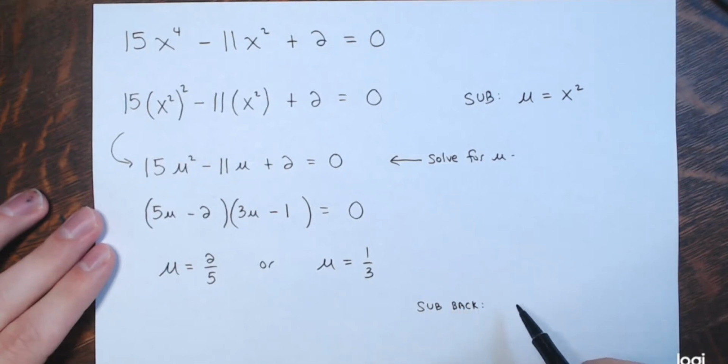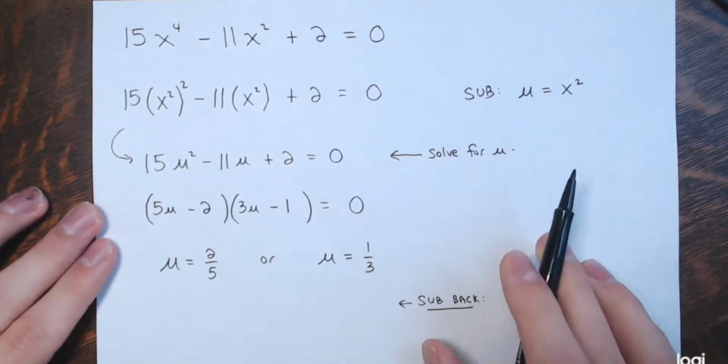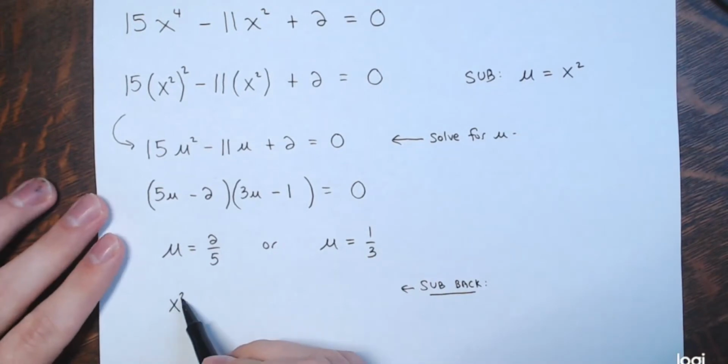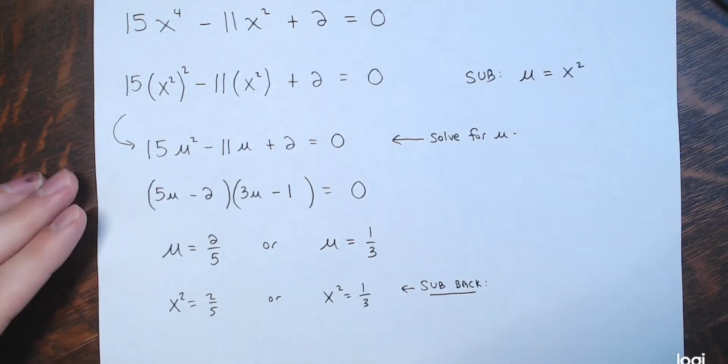Alright, and solve for the original variable. So that means, remember what u was? U was x squared. So we have x squared equals 2/5, x squared equals 1/3, and then I can solve both of these pretty easily with the square root property, right?